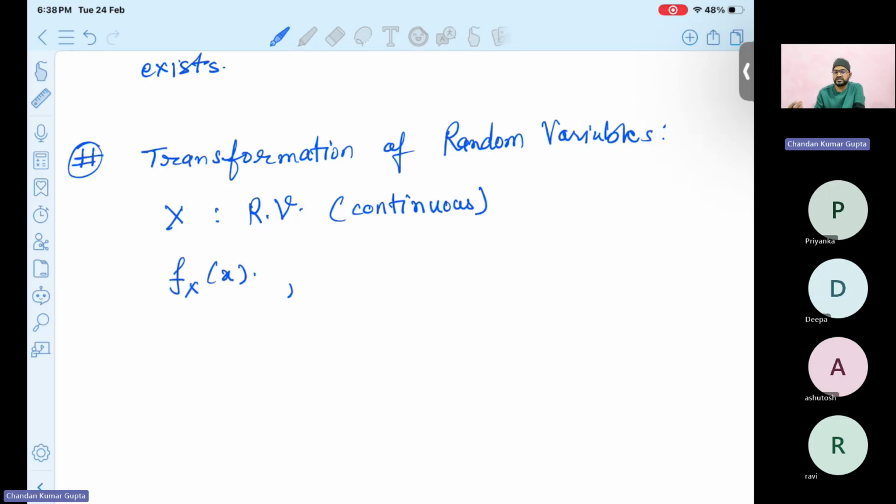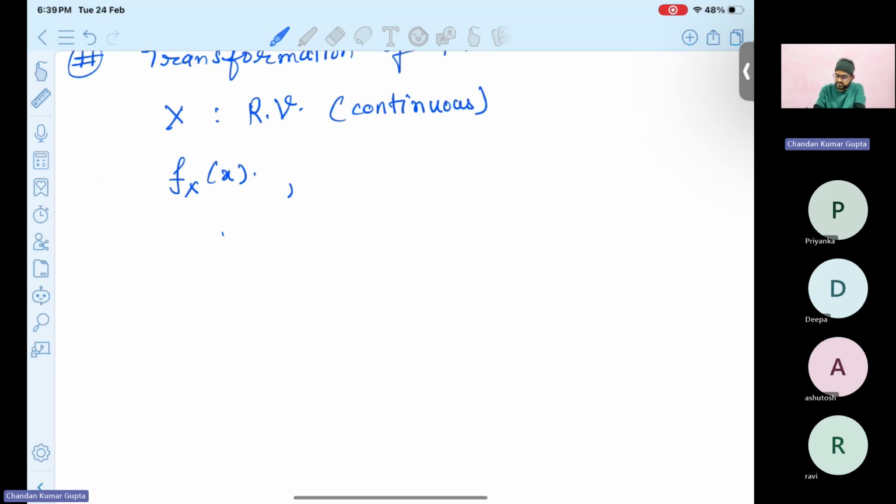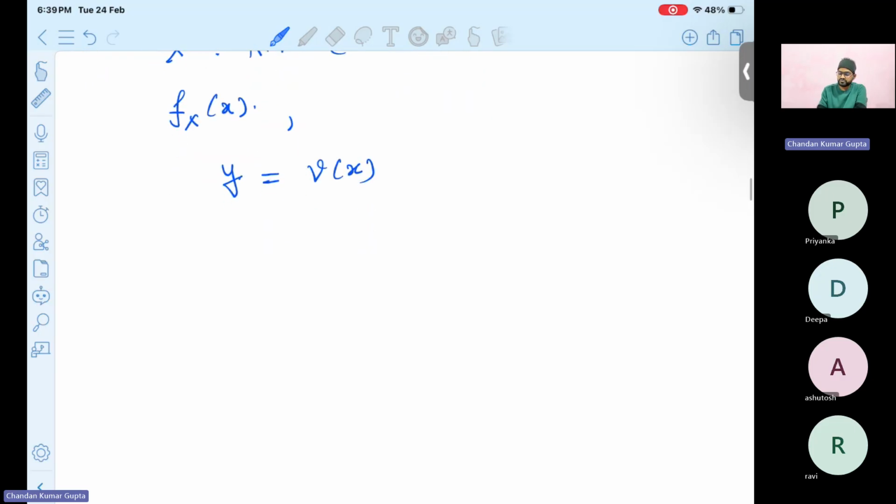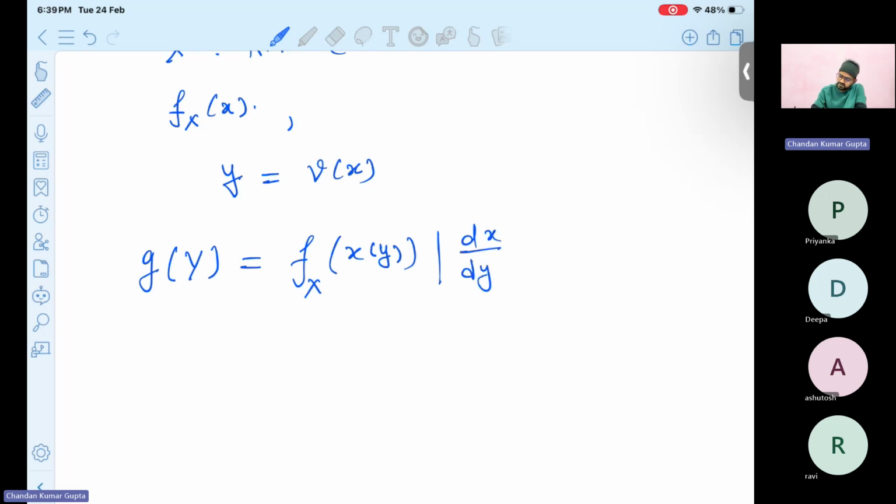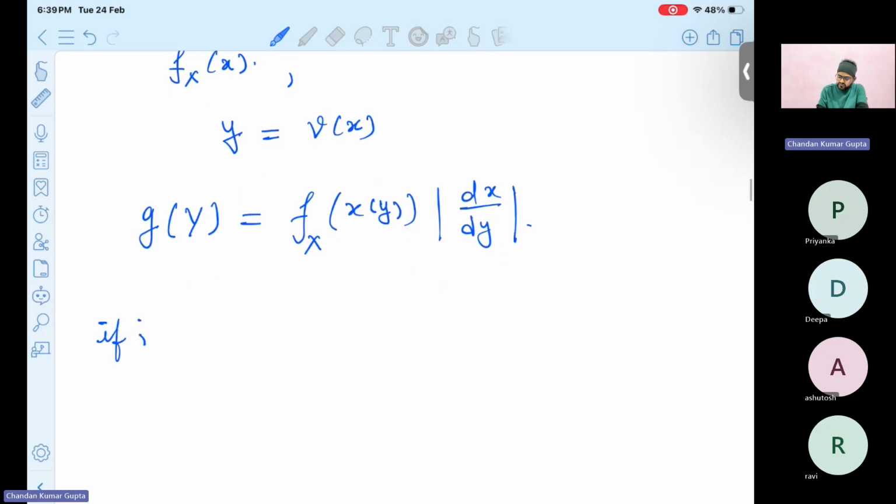We will transform this random variable via some functional form, y equal to v of x. So y is a transformed random variable derived from x. The PDF of y is f_X of x in terms of y, multiplied by the Jacobian term, dx upon dy. This is the simplest form, if we have two conditions.